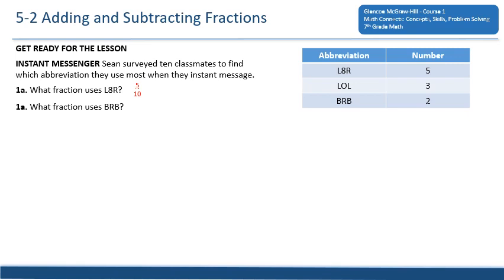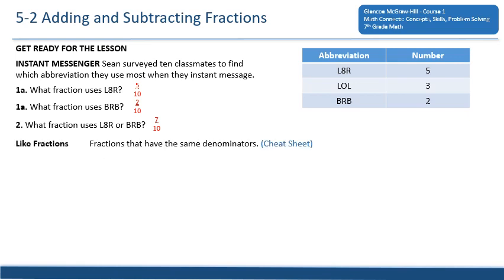What fraction uses be right back? 2/10. There's 10 total responses, so that's the denominator. And there's 2 that use be right back most often. So it's 2 out of 10. What fraction uses later or be right back? 7/10. If you add up the 5 and the 2, you get 7 out of 10. 7's the part, 10's the whole.